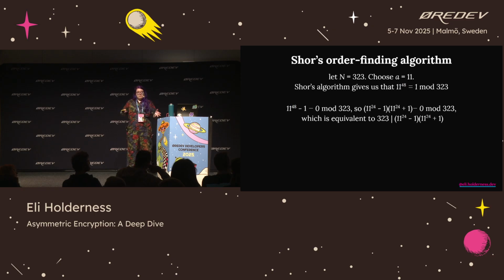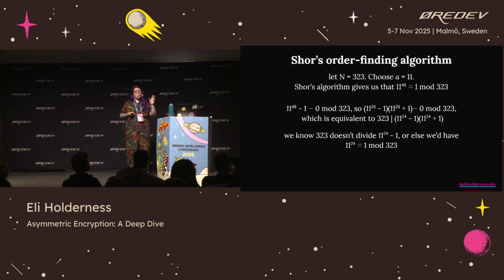Right, what this means is that 11 to the 48 minus 1 is 0 mod 323. We can do the difference of 2 squares and halve that power. And what that means is 323 has to divide into that product. Either both the factors of 323 go into one of those 2 things, or they're split across the 2 things, and we can use that to separate out the factors of 323.